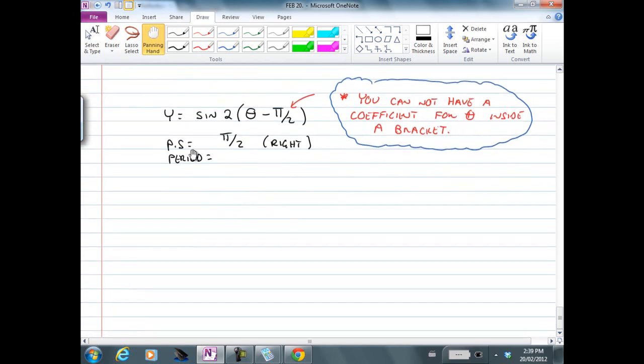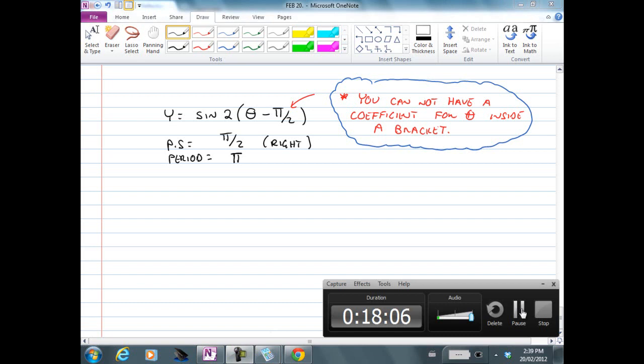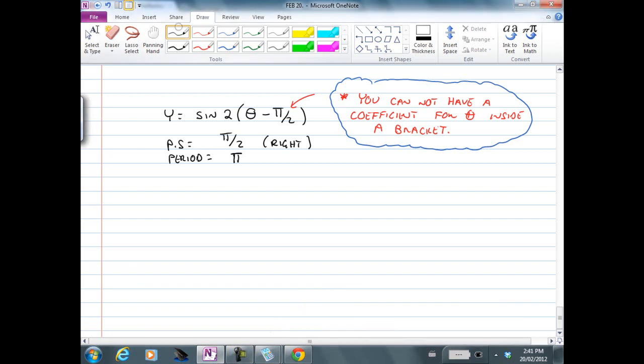Okay. Monica, what's your period going to be? Pi is correct. Pi is not left or right. It just means how long it takes for one cycle. Guys, gals, sketch this now. I'm going to pause it again. We're stuck. Look what I'm going to do. My phase shift, I know, is pi by 2 to the right.